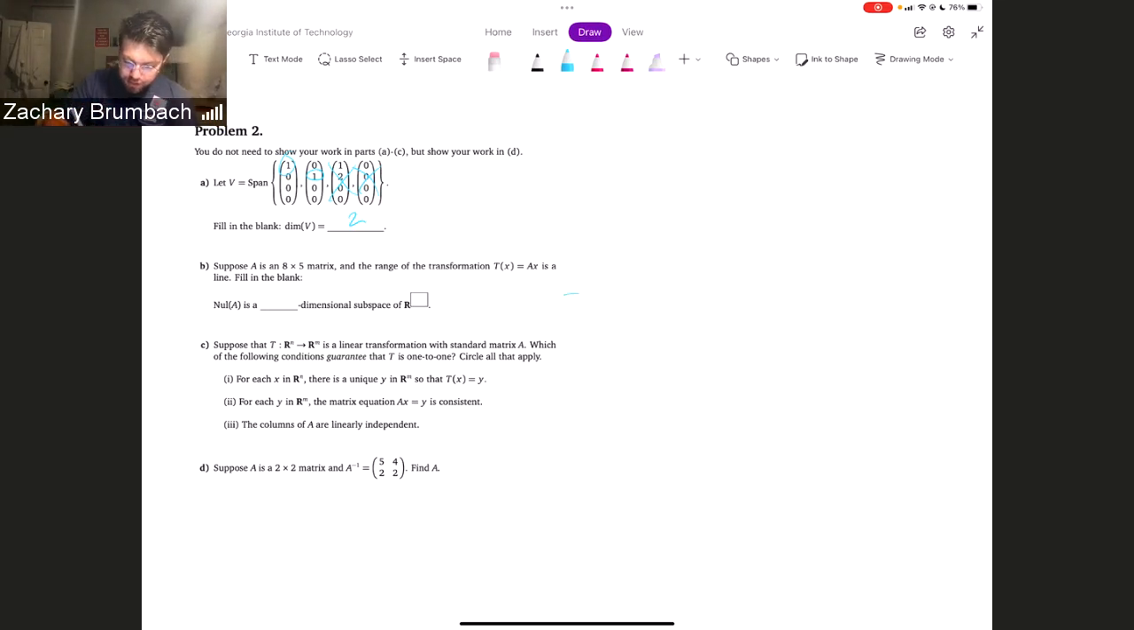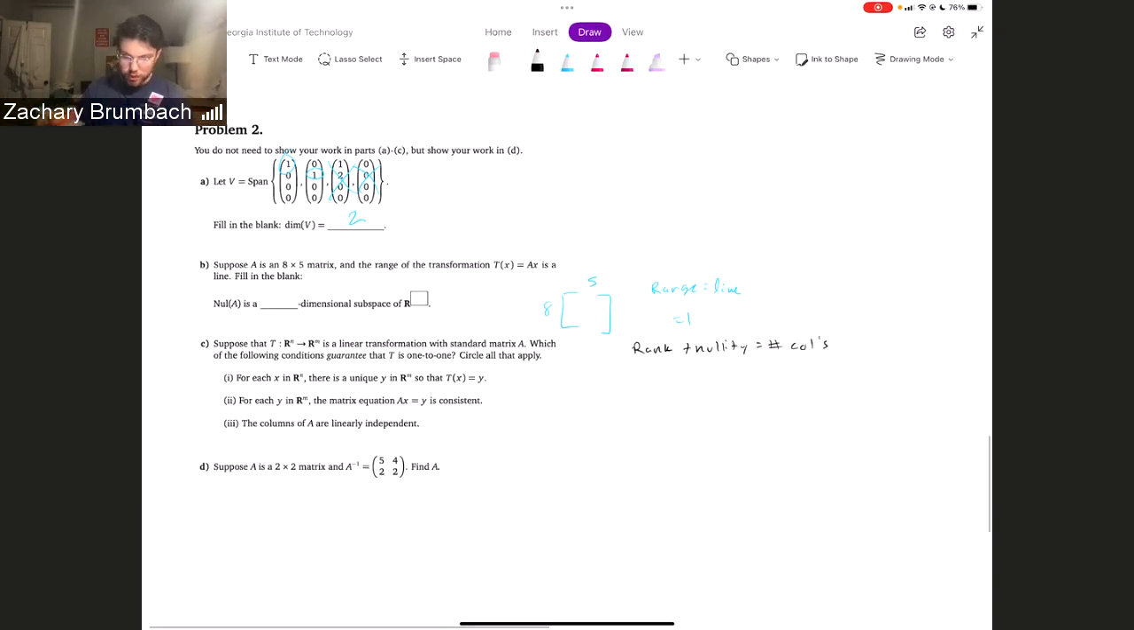All right, so question B says that it is an 8 by 5 and the range is a line, okay? You can think of range just as the column space. So if the column space is a line, what is the dimension of the column space? It's equal to 1, okay? So now using rank nullity, we have rank plus nullity equals number of columns. Our rank is the dimension of the column space, which is 1. We don't know our nullity, so I'll call it some variable x. Number of columns is 5. So in this case, x is obviously 4.